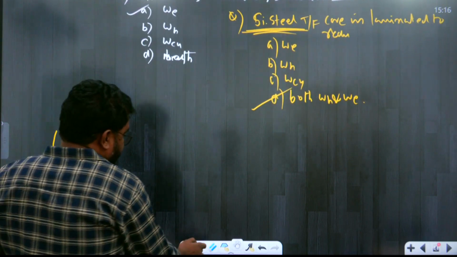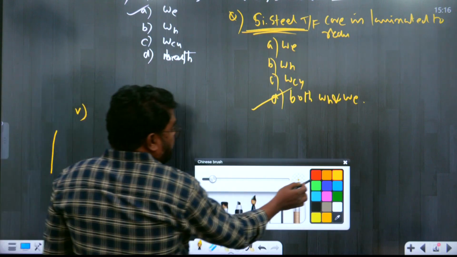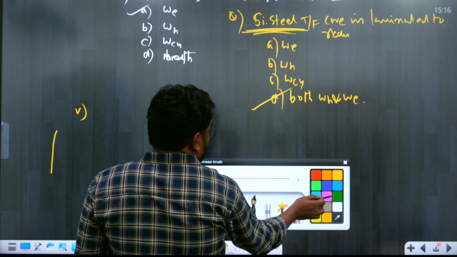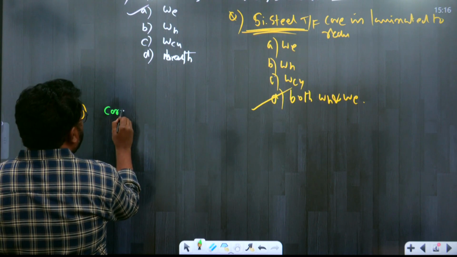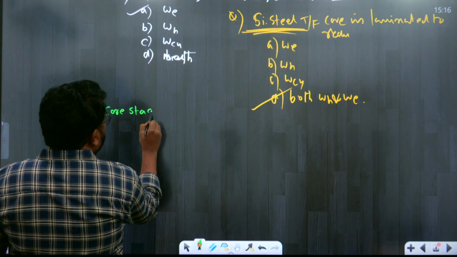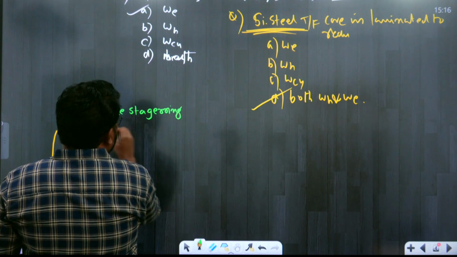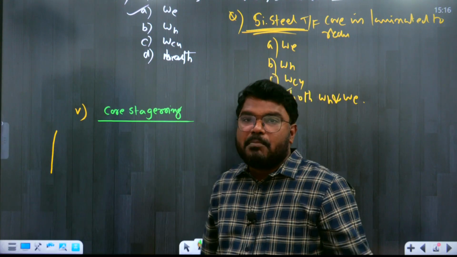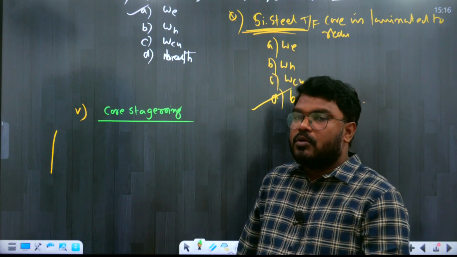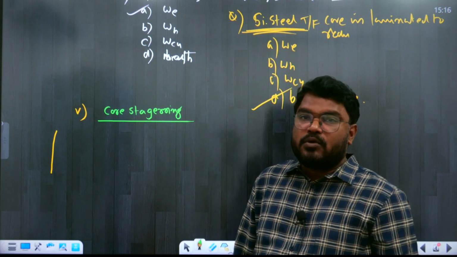This is the fourth point, and the fifth one is the transformer core. Sometimes a question is asked about core staggering. What is meant by core staggering? Core staggering means the process of bunching of the transformer core. Bunching of all the laminations of the transformer core is known as core staggering.